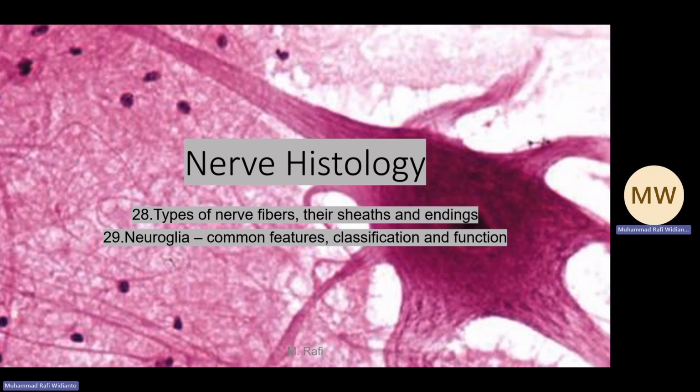Hello, everybody. Today we will be talking about nerve histology, mainly the two questions of types of nerve fibers, their sheaths and endings, neuroglia, common features, classification, and function.